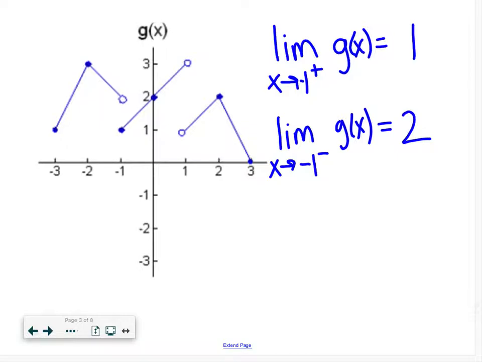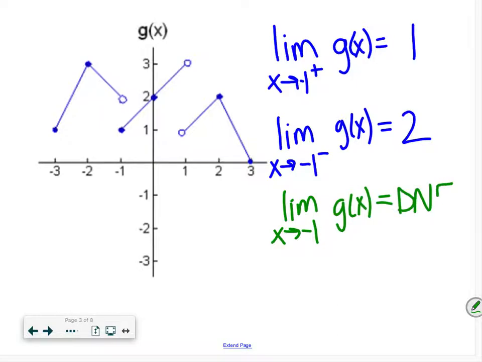However, if I ask you for the limit as x approaches -1, what would you tell me? I heard mumbles. Our limit would not exist because the right side and the left side do not match. Therefore, our limit does not exist.